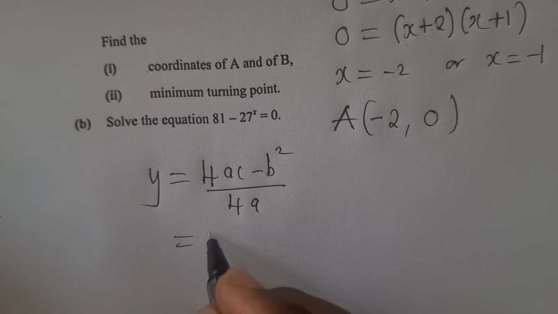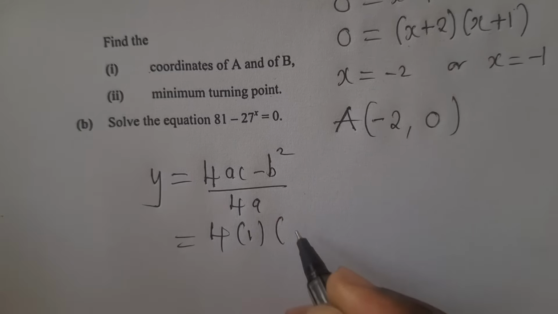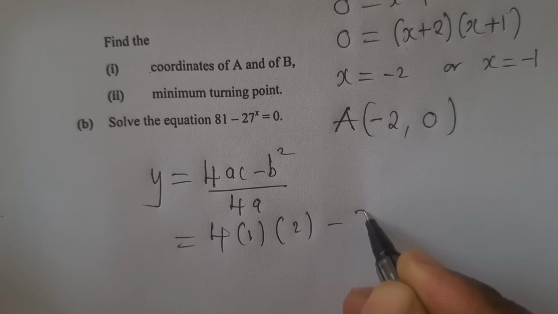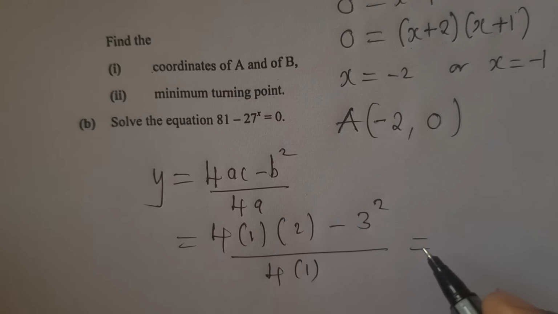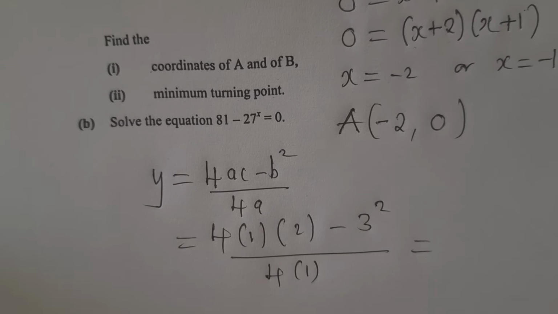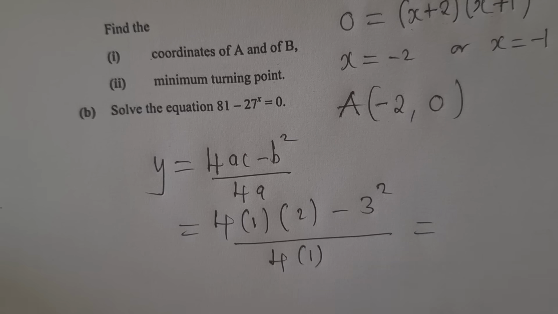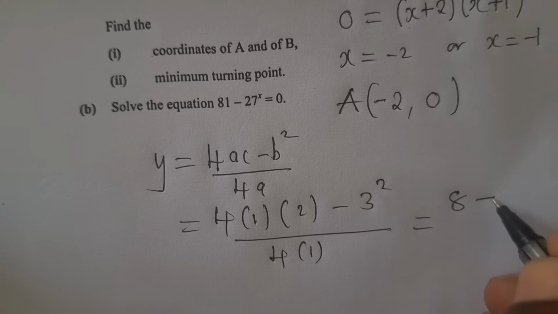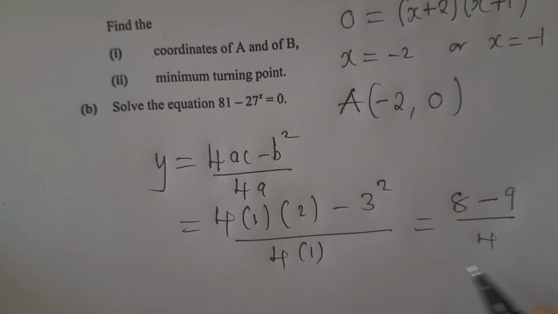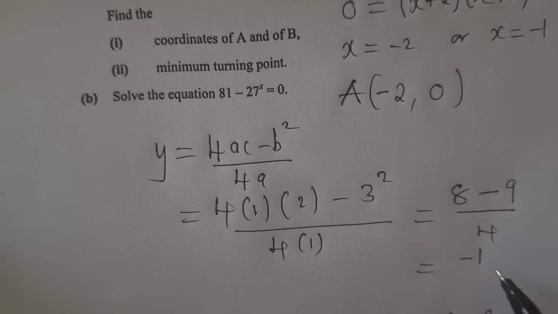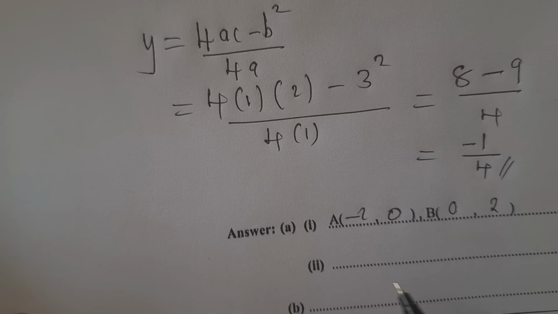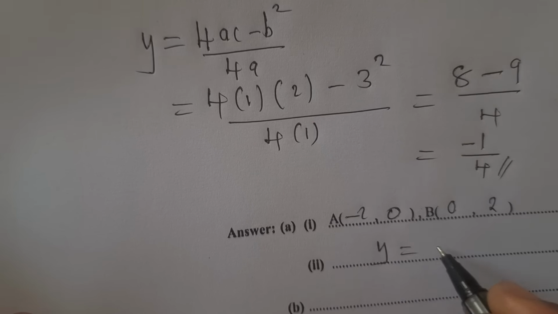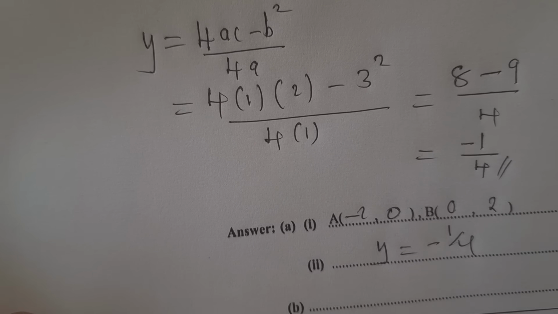So here, our a is 1, our c is 2, minus our b is 3. So 3 squared over 4, a is 1. When we simplify further, we're getting 8 minus 9 over 4. So 8 minus 9 is -1 over 4. This is our answer. So we can say y, which is the minimum, is -1 over 4.